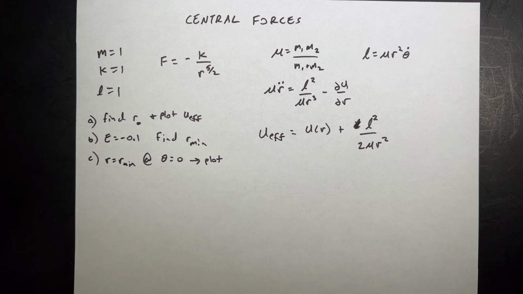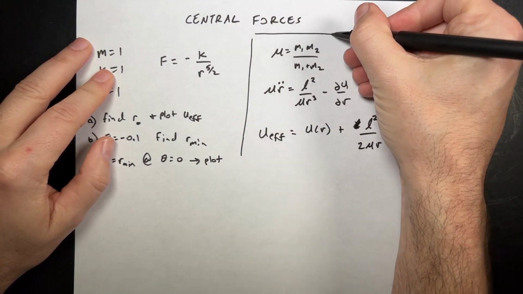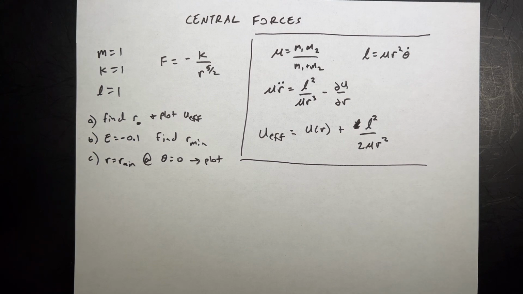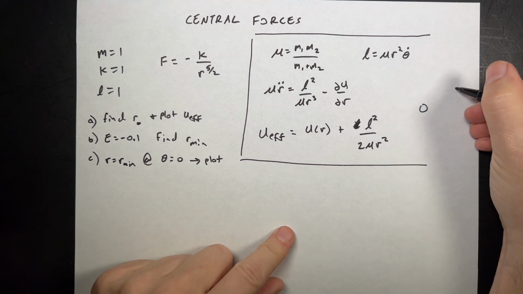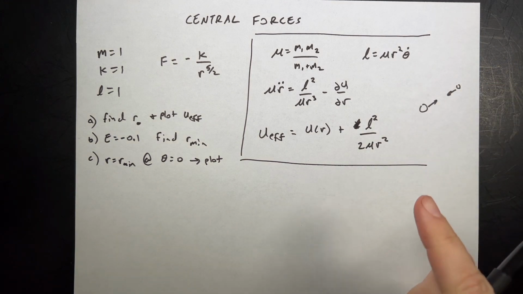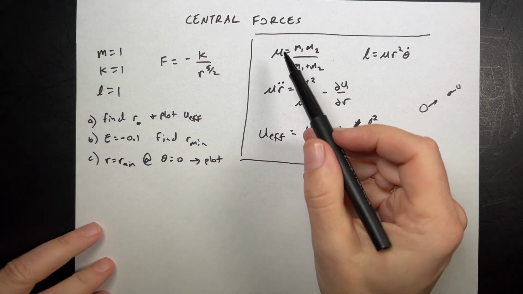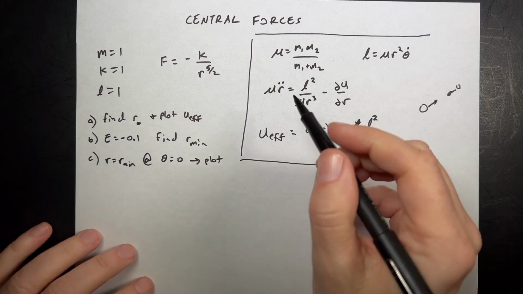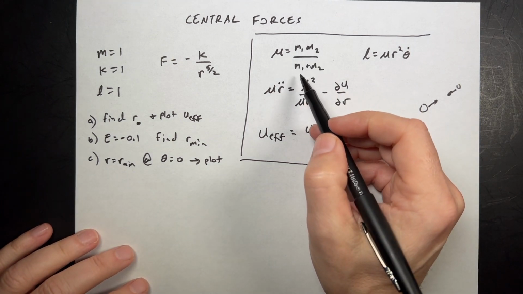So this is my central force review right here. I have a video on central forces. But the idea is if I have two objects interacting through some force that acts along a line between them, then we can reduce this problem to a one-dimensional problem in just the r direction. So the first thing is we have this mu, which is the reduced mass. It's the product of the masses divided by the sum of their masses.